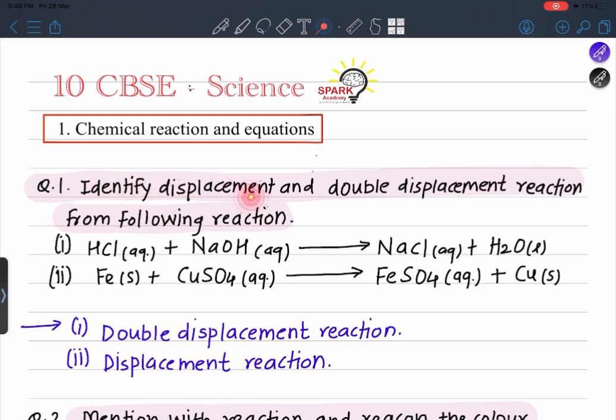Identify displacement and double displacement reaction from the following. So first is the double displacement, as H and Na get exchanged and the precipitation is of NaCl. Second is the Fe is more reactive than the Cu. That's why Fe replaces Cu. So it's a displacement reaction.